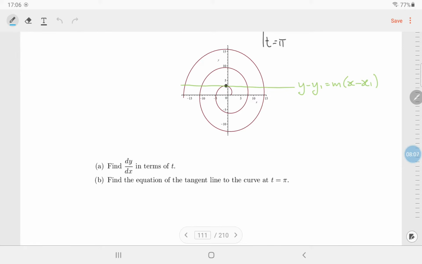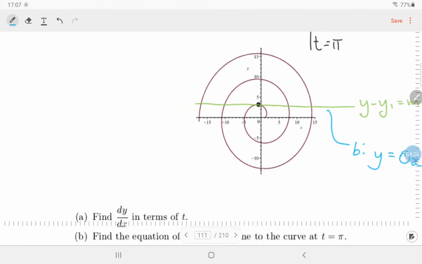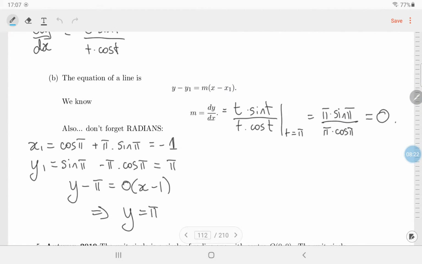So we showed in part B that this was y equal to, so if you want to write it in the form y equals mx plus c, it's 0x plus pi. The slope is 0, it's flat. I haven't drawn it flat, but it is, if I did it properly. Okay, we're going to do one more example.